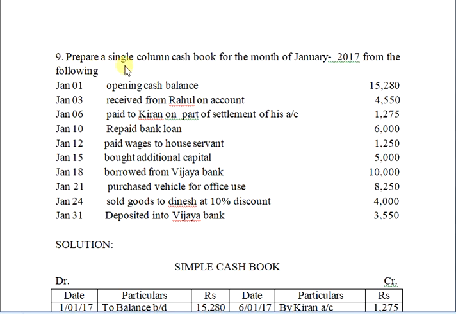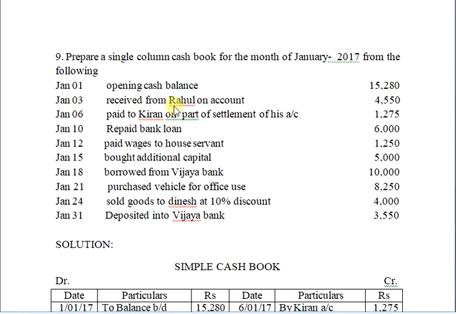See the ninth problem in the book, that is page number 4.6. Under that ninth problem: prepare a single column cash book for the month of January 2017 from the following. From the following information given, we need to prepare which cash book? Single column cash book. Under that, Jan 1st, opening cash balance 15,280 is given. Opening cash balance should be considered under which side? Under the debit side.